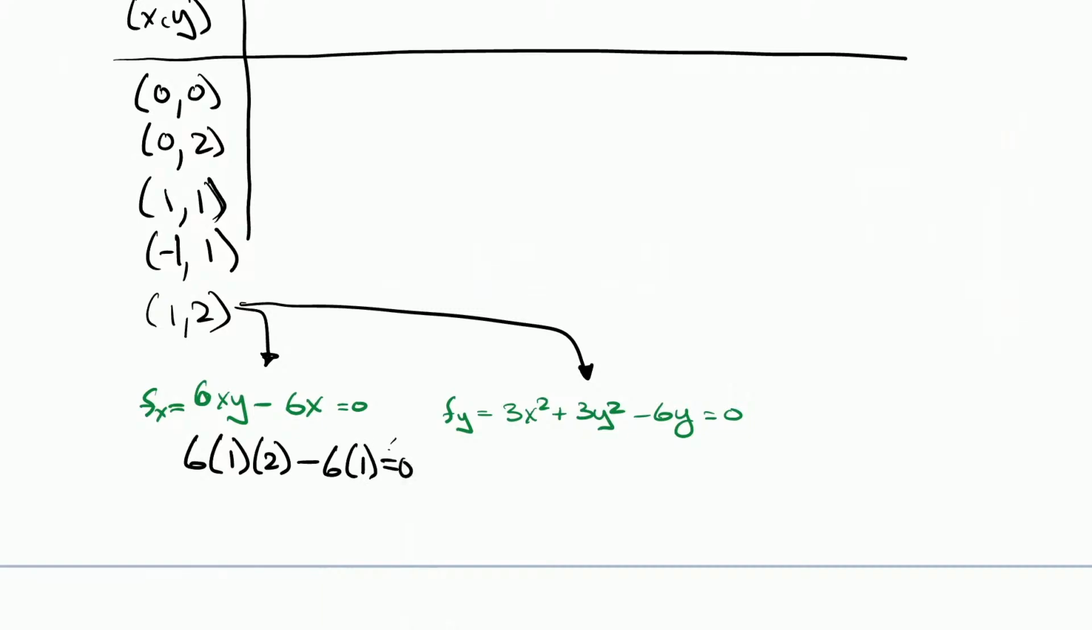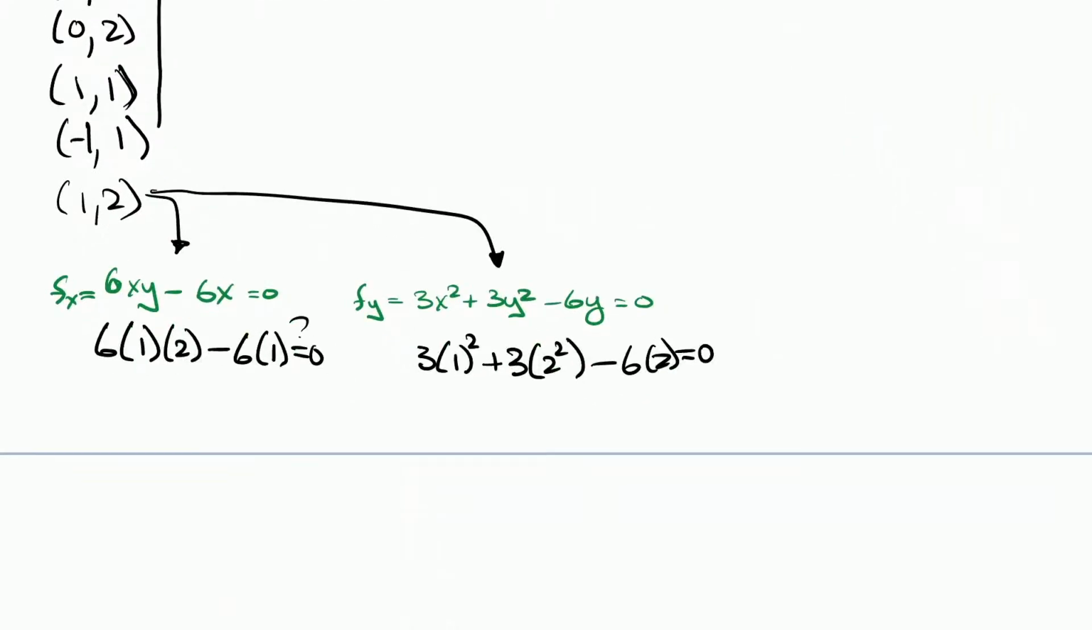Does that equal 0? We're going to find out. We can also do the same thing with the equation on the right. 3 times 1 squared plus 3 times 2 squared minus 6 times 2. Does that equal 0? Let's find out. Okay, so let's see. I've got 3 plus 12 minus 12. Wait a minute. That does not equal 0.